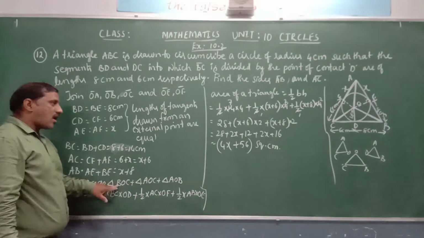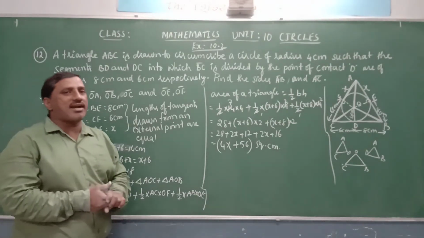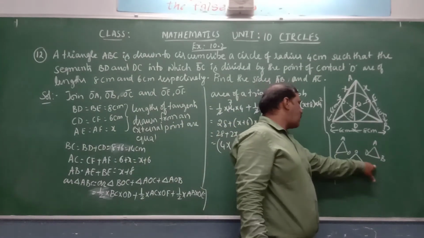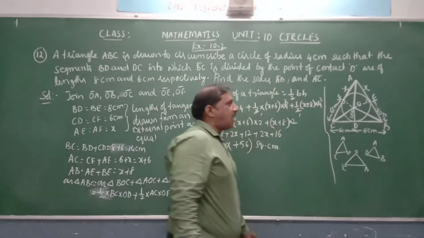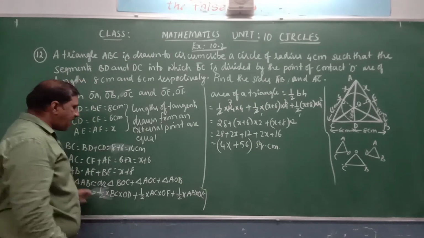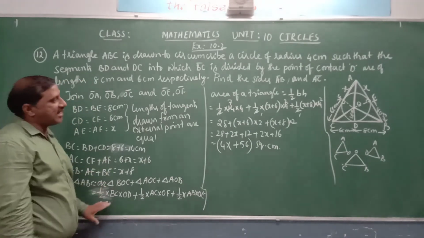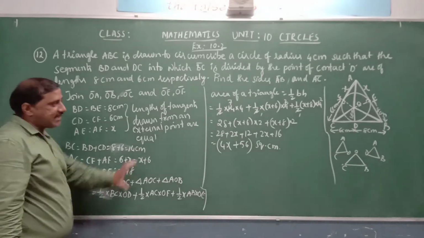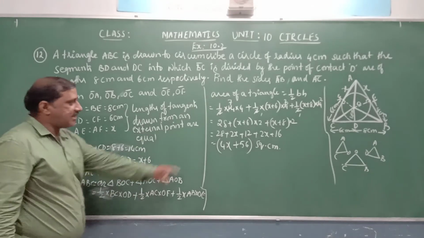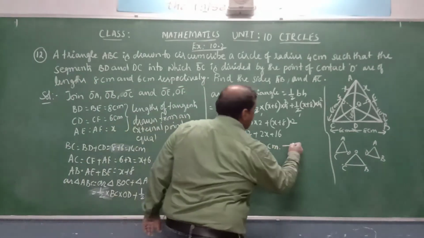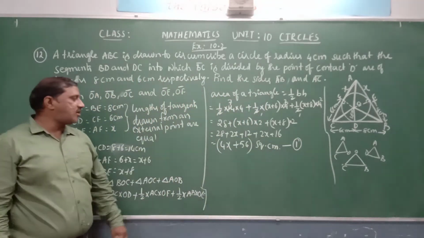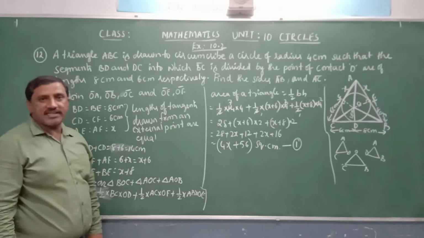That is, this triangle is divided into three smaller triangles: triangle BOC, triangle AOB, and triangle AOC. We found their areas, and by adding those three areas, we get the area of triangle ABC. This is one case. Take this as equation 1: area of triangle ABC is equal to 4x plus 56.